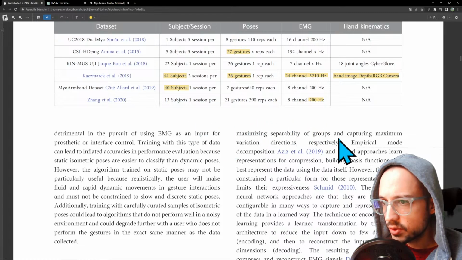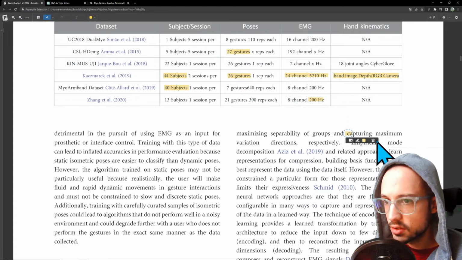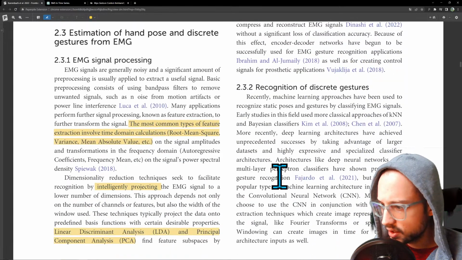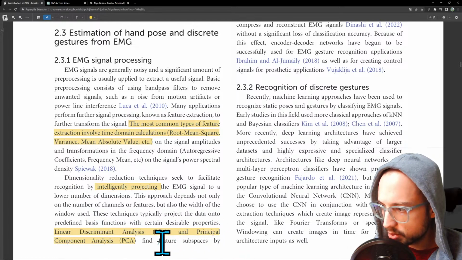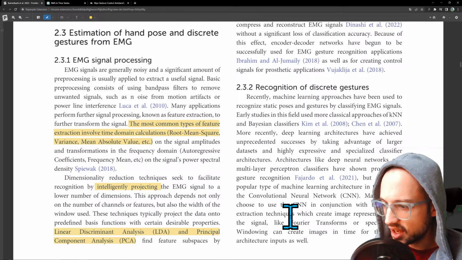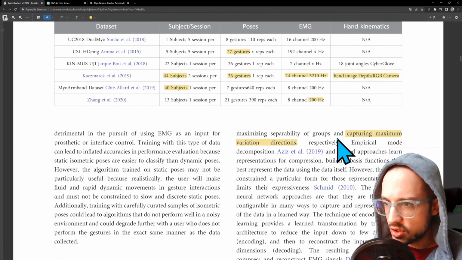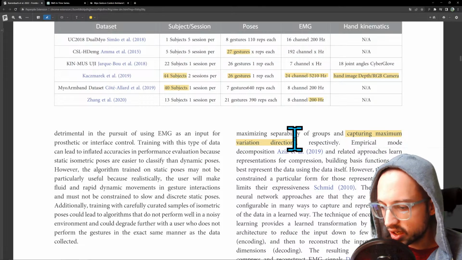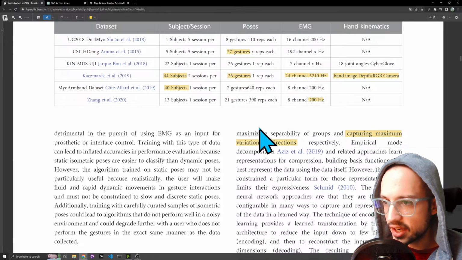Maximizing separability of group and capturing maximum variation directions. So what does this mean here? These kind of old school dimensionality reduction techniques, such as principal component analysis, or PCA, largely what they're doing is they're basically looking at your data, and they're trying to figure out which dimension has the highest variance.